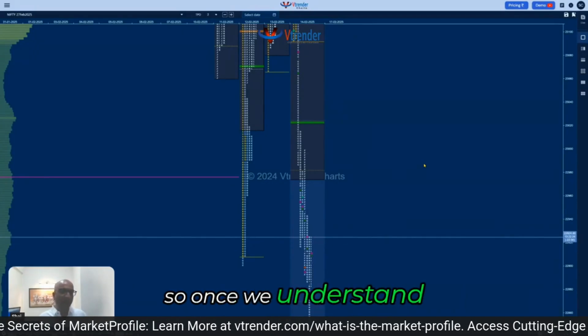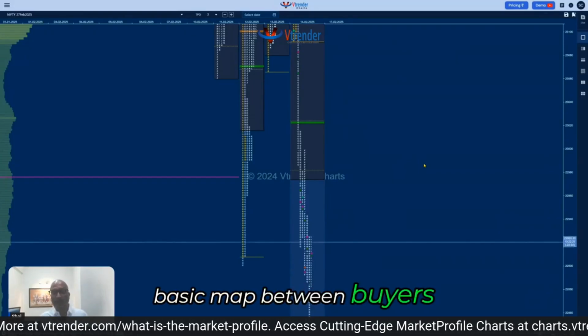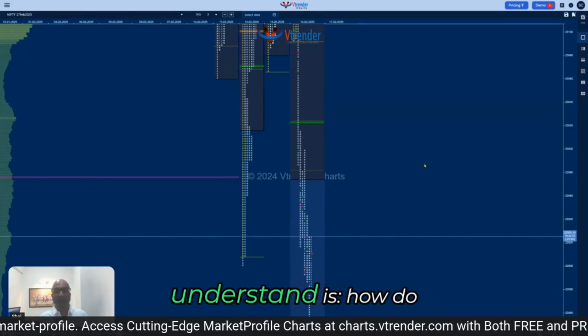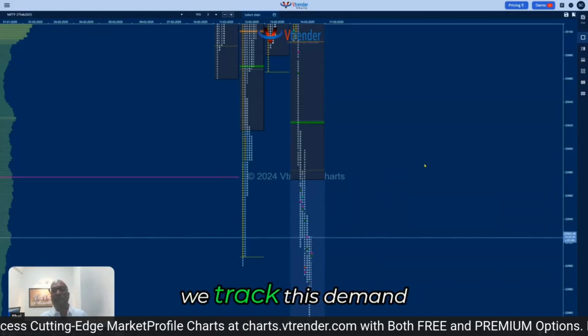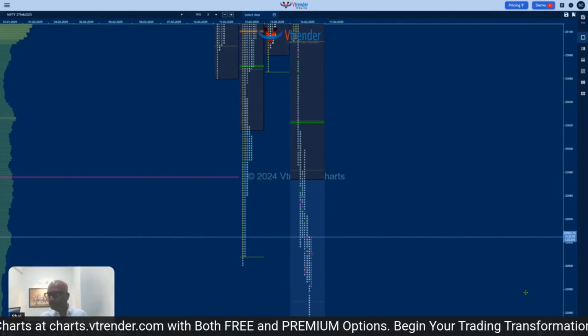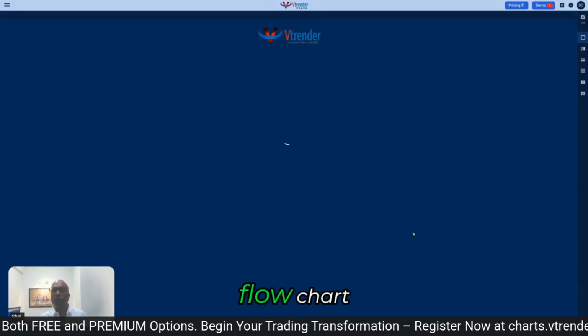So once we understand this market as basic math between buyers and sellers, between demand and supply, what we have to understand is how we track this demand and supply line. And in all my years of trading, I have been able to do that only by what I call an order flow chart.